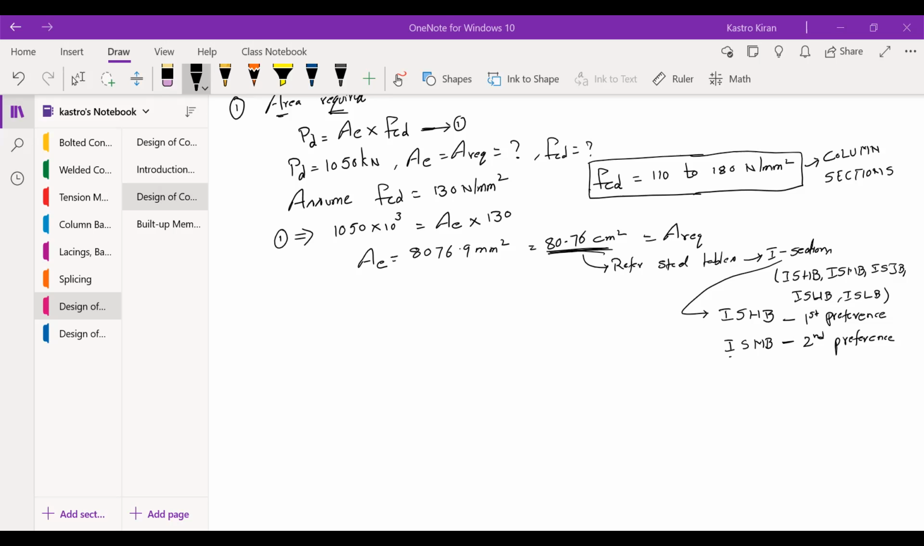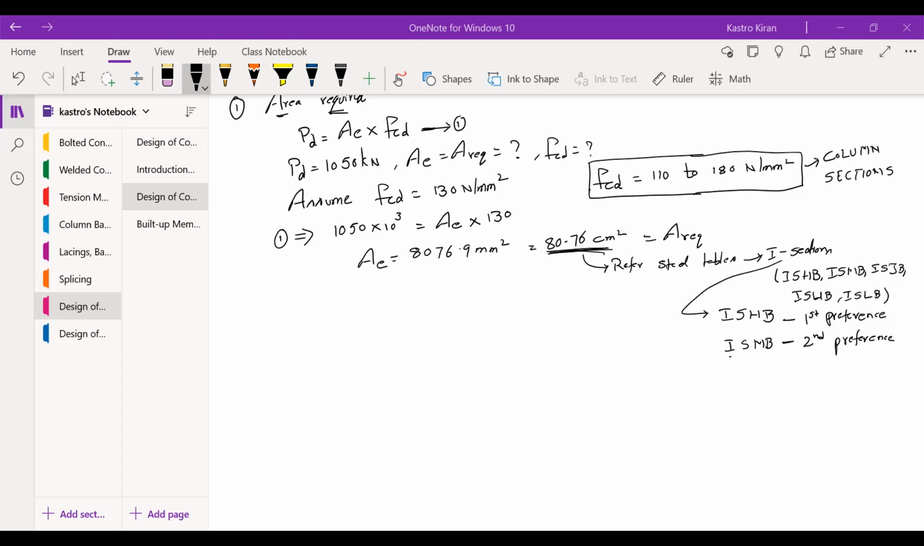What is the area which we have obtained? It is 80.76 square centimeters. So let's look at the properties here. You can see the designation is the first one, weight of the section, and the third column is the sectional area, which is given in centimeter square. Those who have steel tables, please open the steel tables book and check this. Let's find the sectional area, that is the third column, which has an area greater than or equal to 80.76 square centimeters. We are going to give first preference to ISHB.